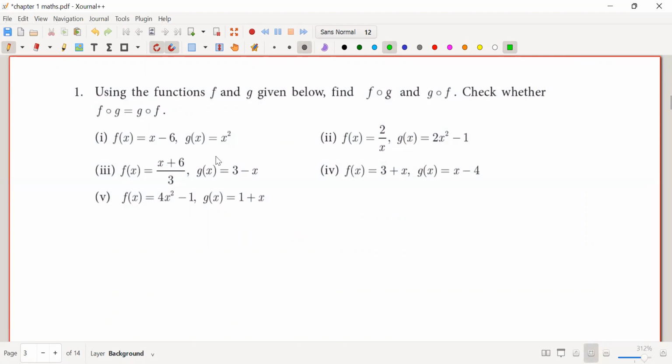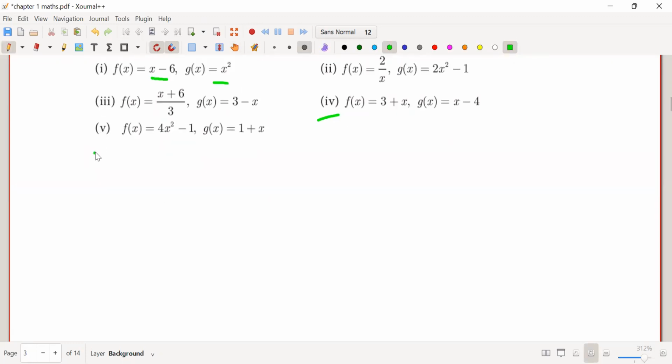So the first sum specifies. First we saw example. With that example, we are going to check whether f of g equal to g of f. Okay. They are given f. From 1 to 5, give a number. 4. We'll do 4th sum. All right. 4th sum.